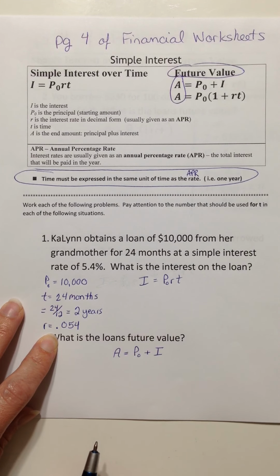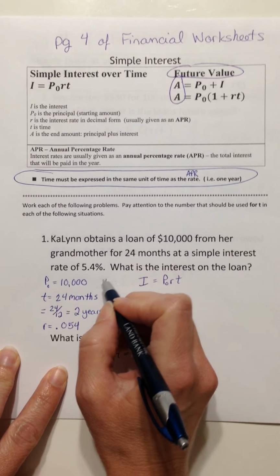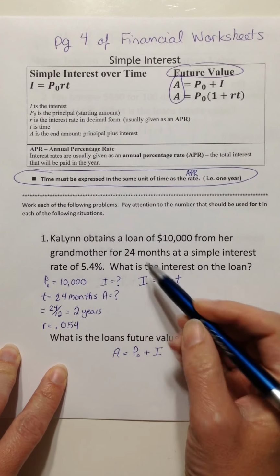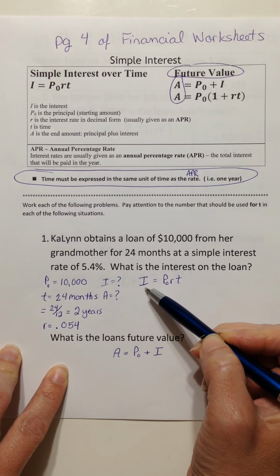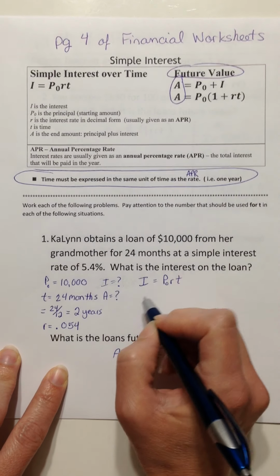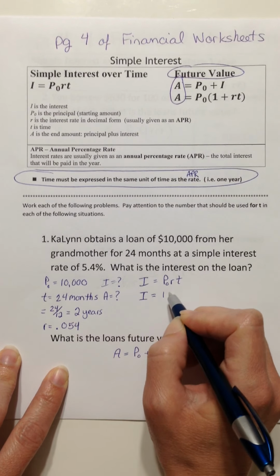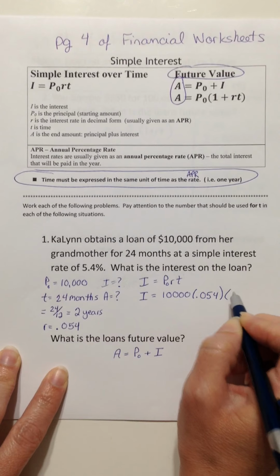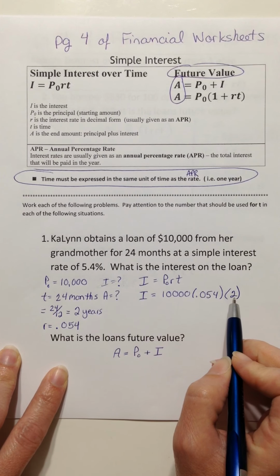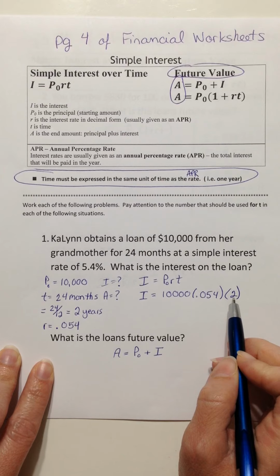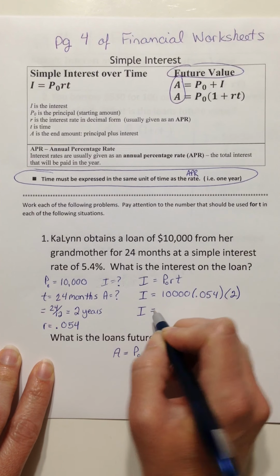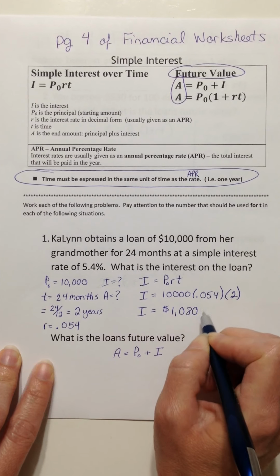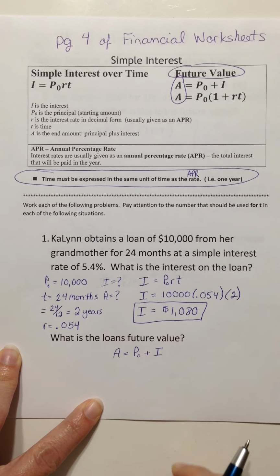All right, so now we're looking for the I, and we're looking for the A down here. So if we're looking for the interest, then we're going to use I equals PRT to find it. So the principal is $10,000, the rate is 0.054, and the time you must use 2, not 24, for years and not months. Multiply all that together, and you will get 1,080. So the interest on the loan is 1,080.